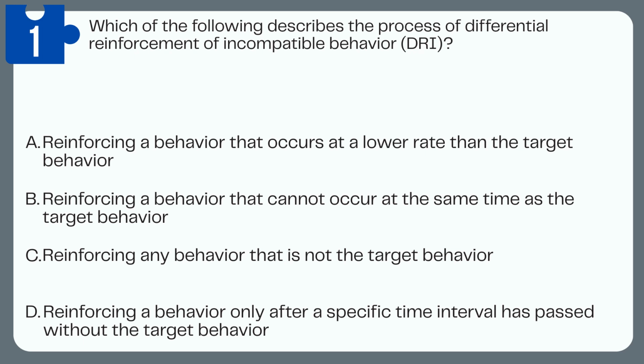Question 1. Which of the following describes the process of differential reinforcement of incompatible behavior, DRI? A. Reinforcing a behavior that occurs at a lower rate than the target behavior. B. Reinforcing a behavior that cannot occur at the same time as the target behavior. C. Reinforcing any behavior that is not the target behavior. D. Reinforcing a behavior only after a specific time interval has passed without the target behavior.